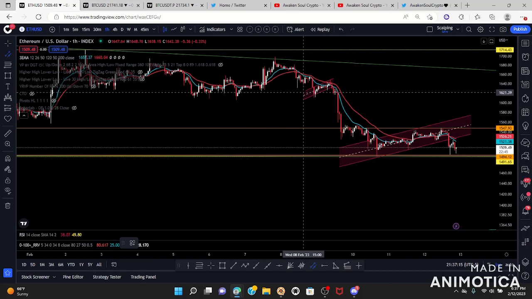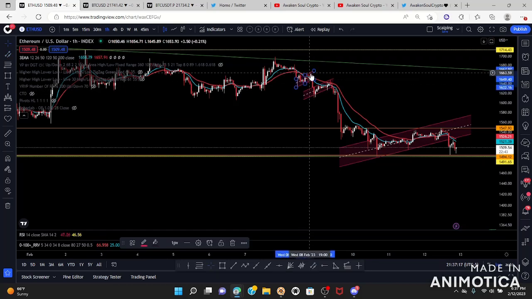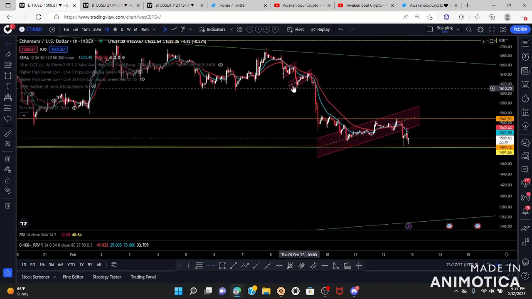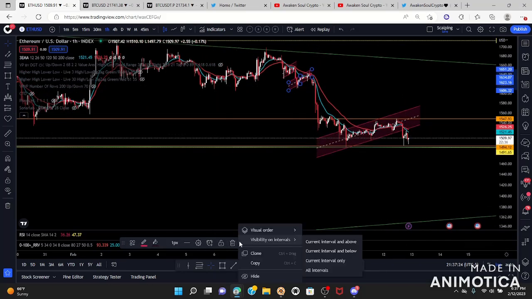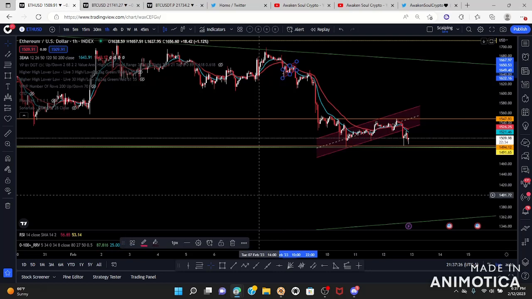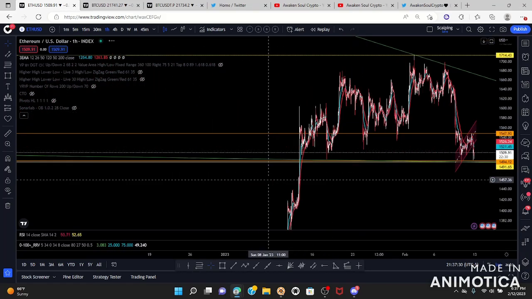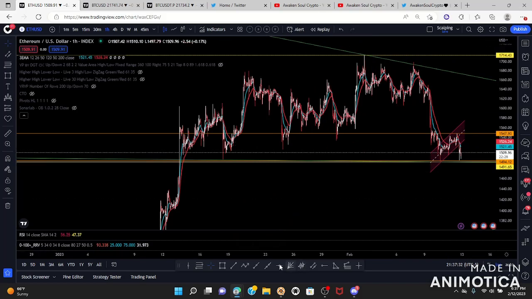Another little bear flag here before it comes down. So you'll find a lot of little bear flags coming down. So just based on this bear flag and having a measure move, this is my 4-hour trend line here.